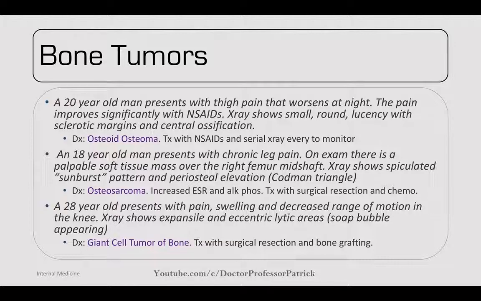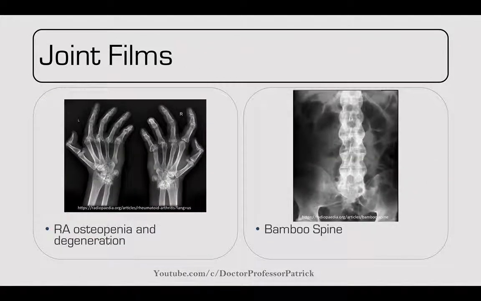Next is a 28-year-old who presents with pain, swelling, and decreased range of motion in the knee. X-rays show expansile and eccentric lytic areas, or a soap bubble appearance, and this can be a giant cell tumor of the bone, and you can treat these with surgical resection and bone grafting.